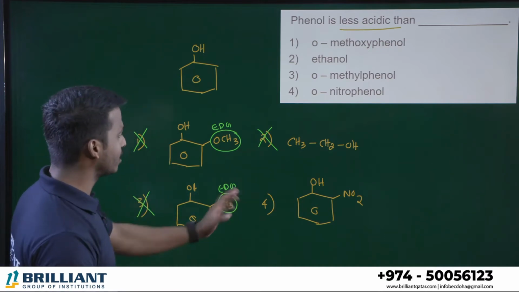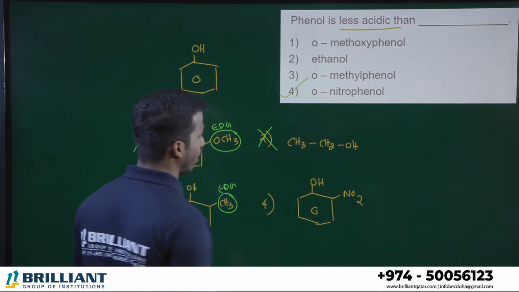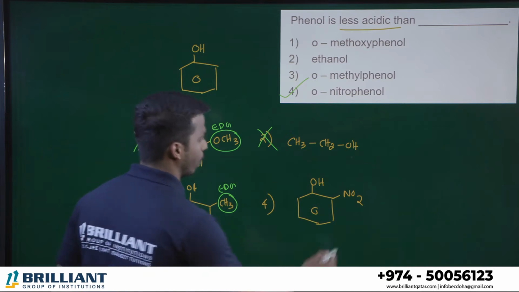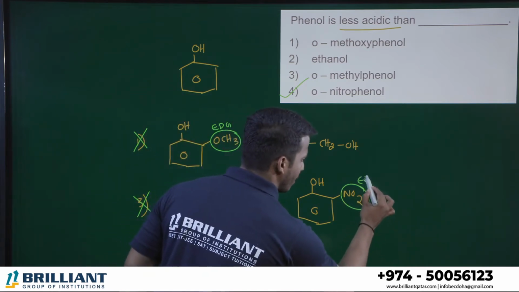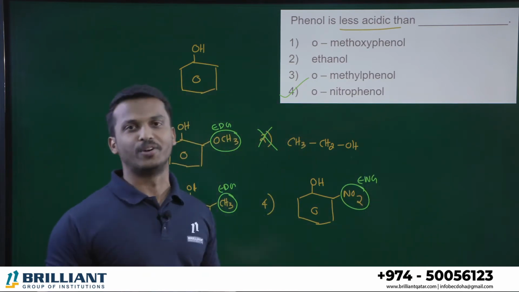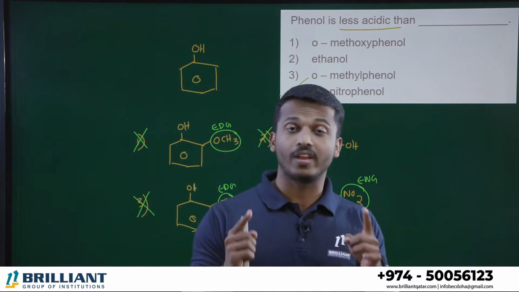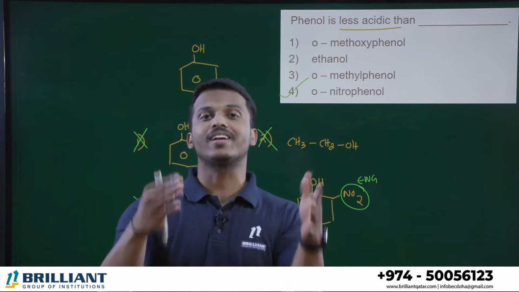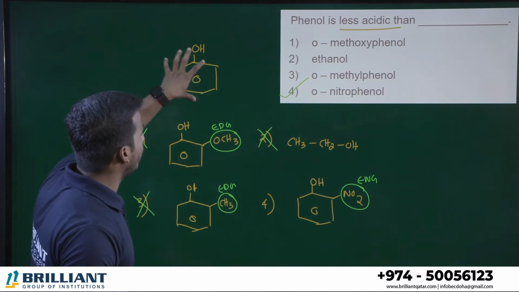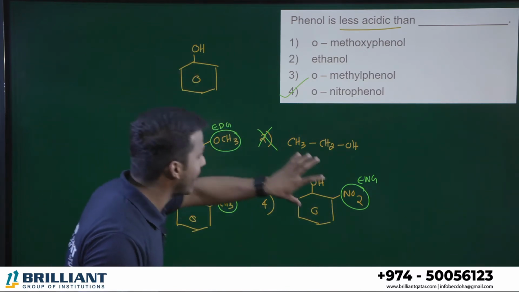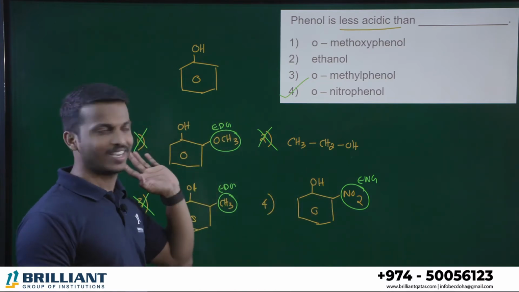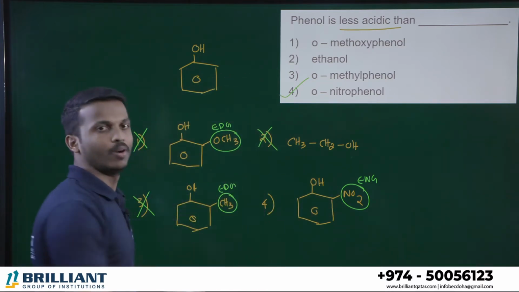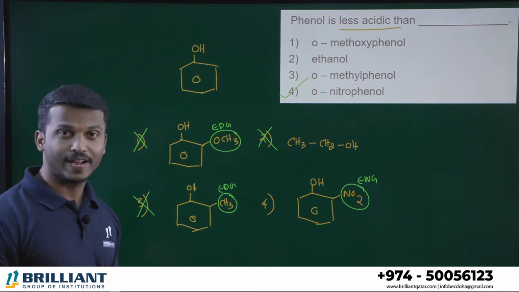So I think the only possible answer is option 4, ortho-nitrophenol. Dear student, the nitro group is a very strong electron withdrawing group. In the presence of an electron withdrawing group, the acidity increases. So phenol is less acidic than this compound because this is more acidic. So what's your answer? Option number 4. Shall we go to the next one?